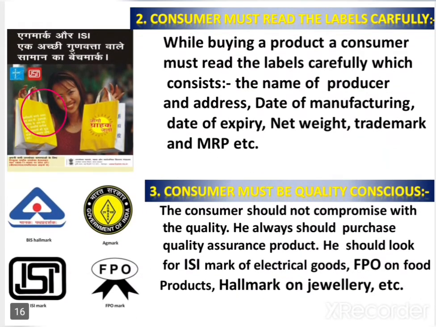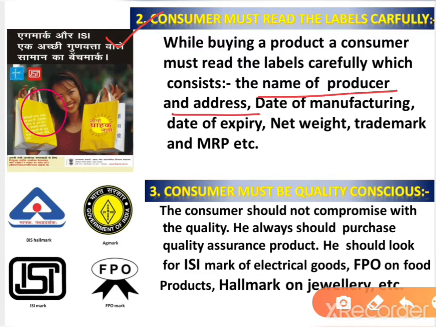Next responsibility is consumer must read the labels carefully. While buying any product, the consumer must read the labels carefully, which consist of complete information about the product like name of the producer, address of the producer, date of manufacturing, date of expiry, net weight, trademarks and MRP, etc.